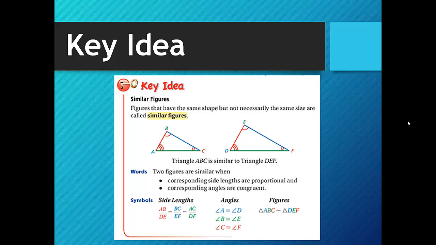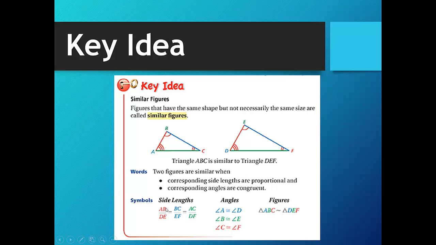Figures that have the same shape but not necessarily the same size are called similar figures. Triangle ABC is similar to triangle DEF. Two figures are similar when corresponding side lengths are proportional and corresponding angles are congruent.